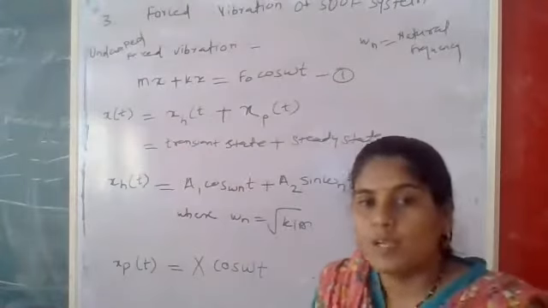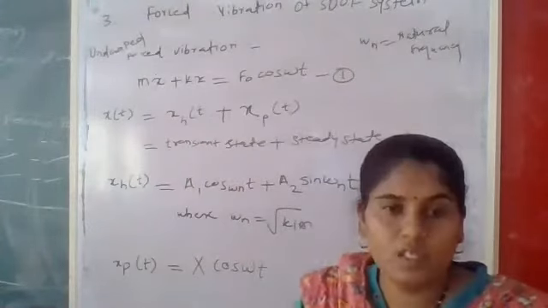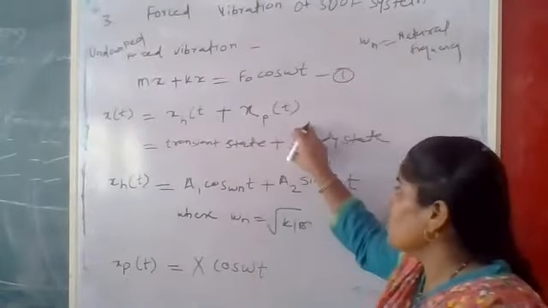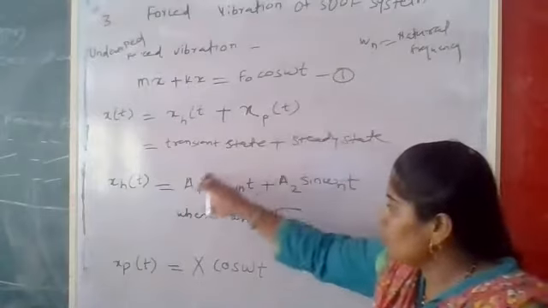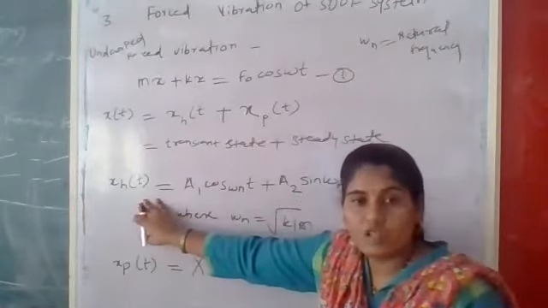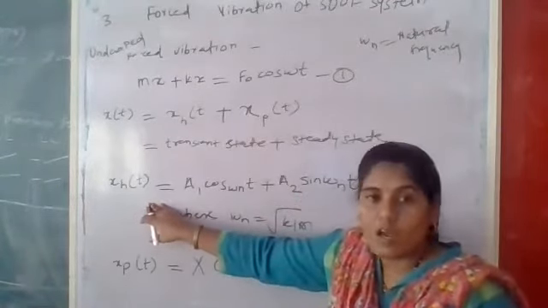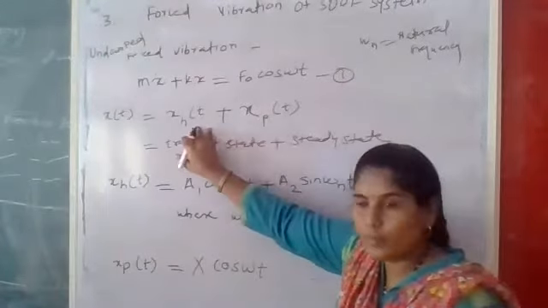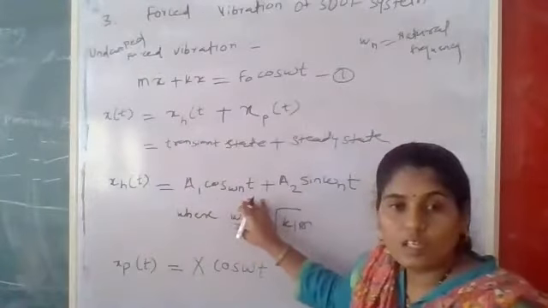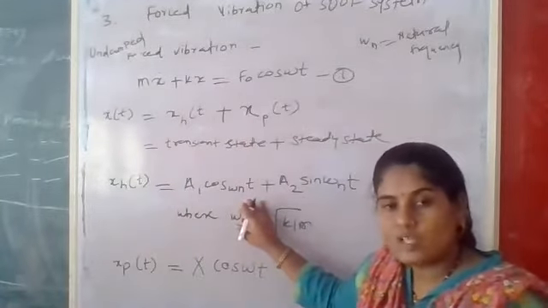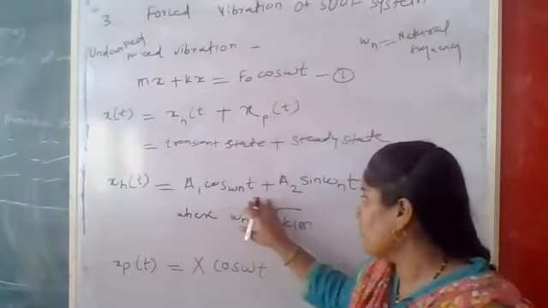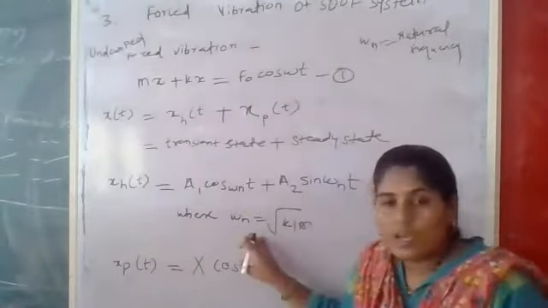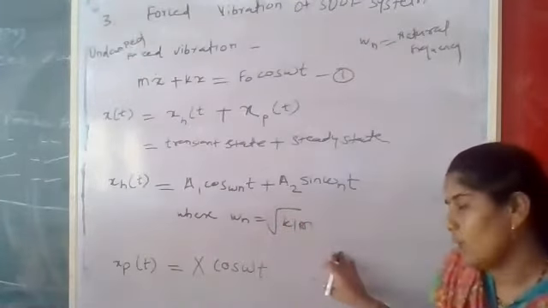X of t is the response of this forced vibration in two stages. One is with respect to the steady state and second one is the transient state. If we take this xh of t, it is the harmonic part, which is related to the natural frequency omega n: a1 cos omega nt plus a2 sin omega nt, where omega n is equal to root of k by m.